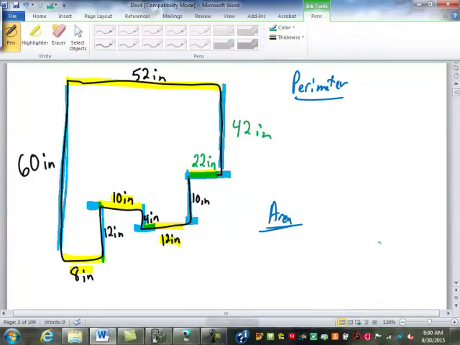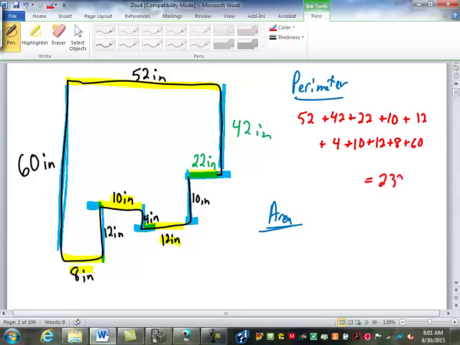Obviously, perimeter, you're just going to add them all up. So for perimeter, what do you get? 220, sound right? I've got 52 plus 42 plus 22 plus 10 plus 12 plus 4 plus 10 plus 12 plus 8 plus 60, right? Which adds up to what? 94, 116, 126, 138, 142, 152, 164, 172, 232.